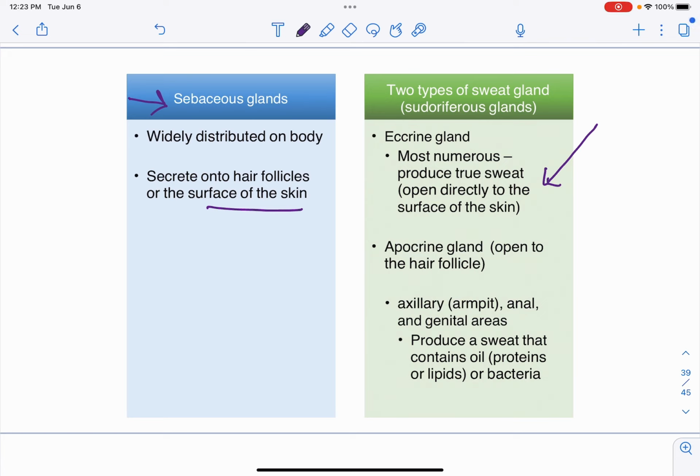Okay, so the true sweat is produced by the eccrine glands, and then the apocrine glands are more associated with the axillary, anal, and genital areas. This is producing the sweat that has some oils, some proteins, lipids, and bacteria can sometimes grow here too, and this is producing more of the body odor.